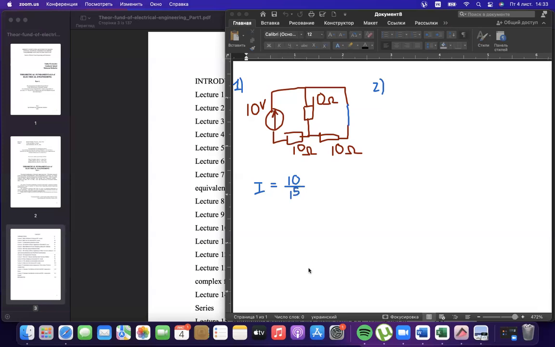And for example, if we are searching for the current in the central branch, the current in the central branch will be twice smaller than the total one. The total will be here, and it will divide into two equivalent parts, into the same parts. It will be 10 over 30 in amperes.